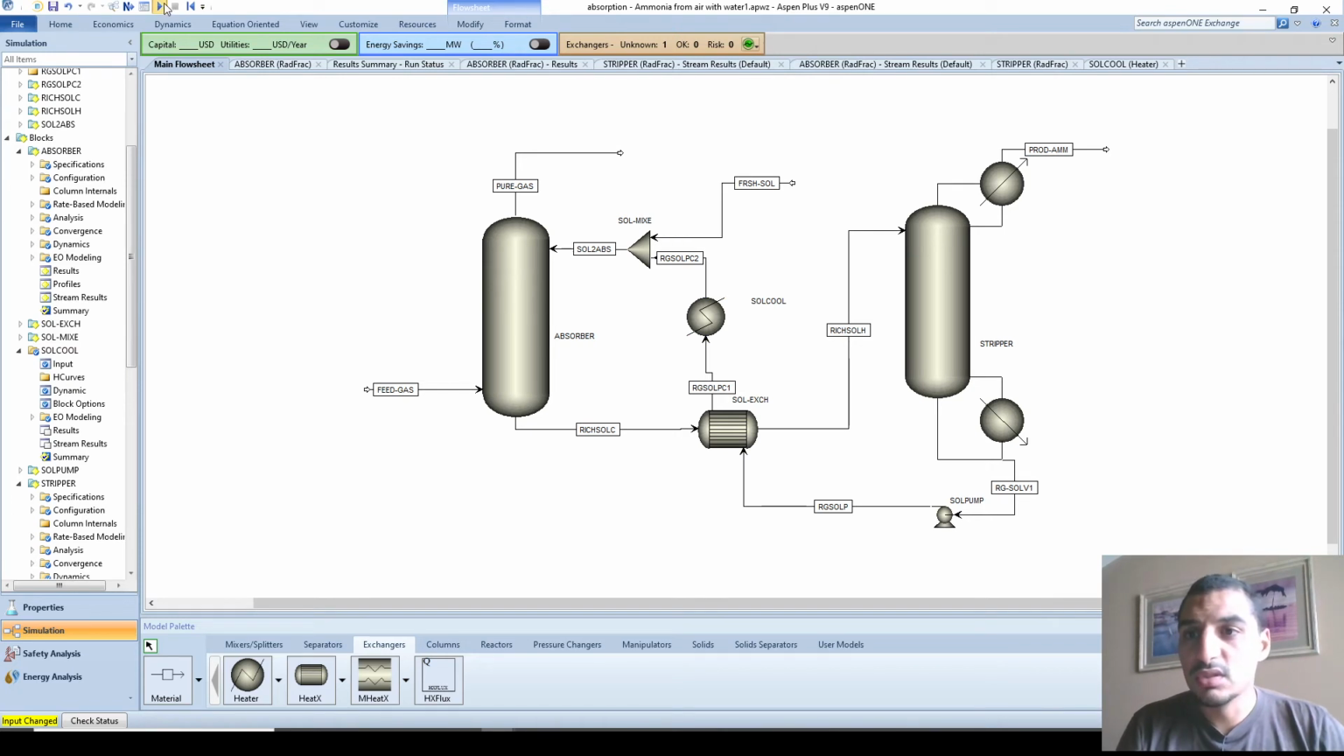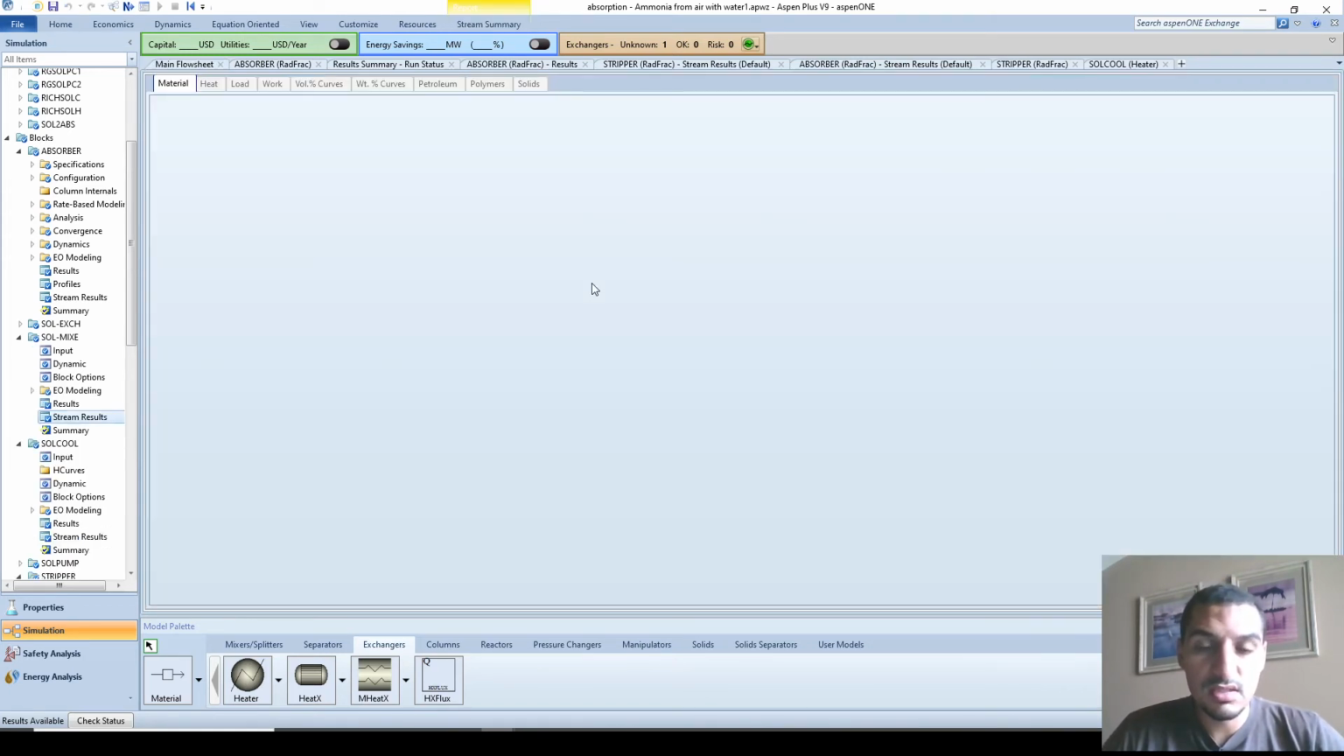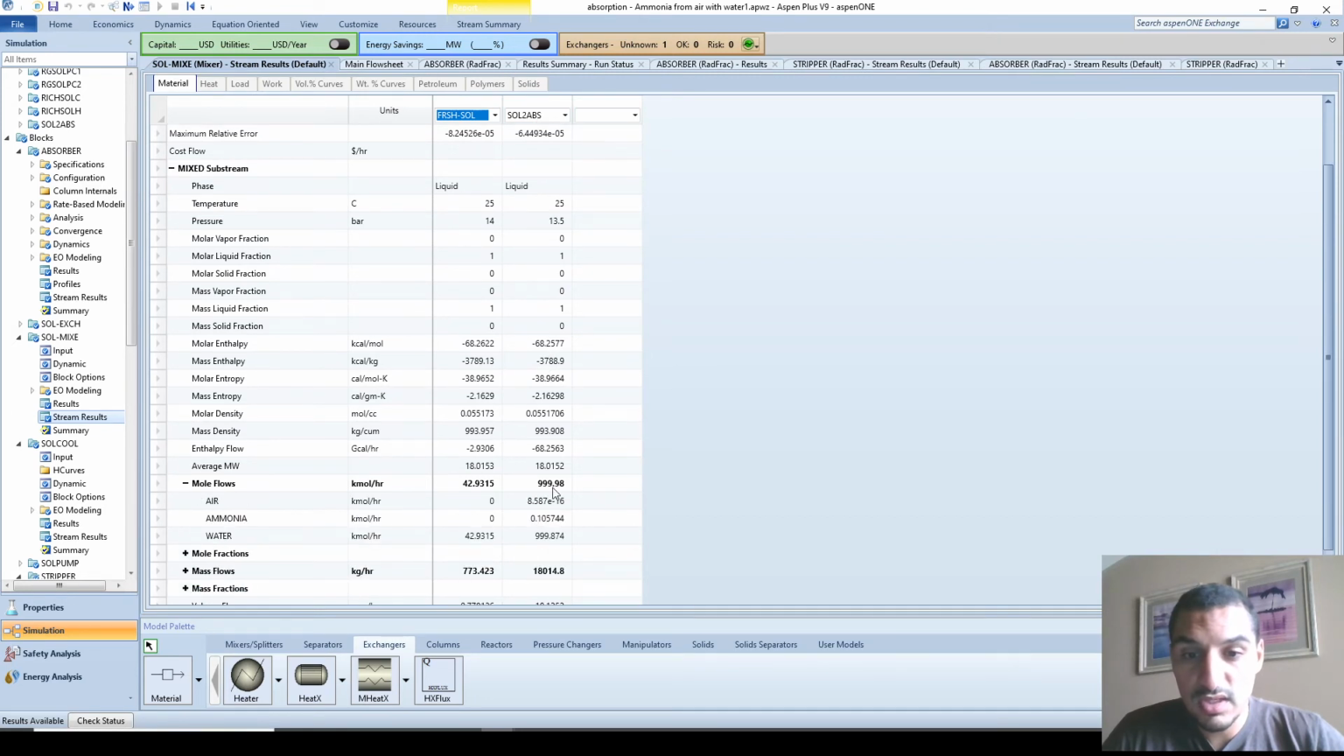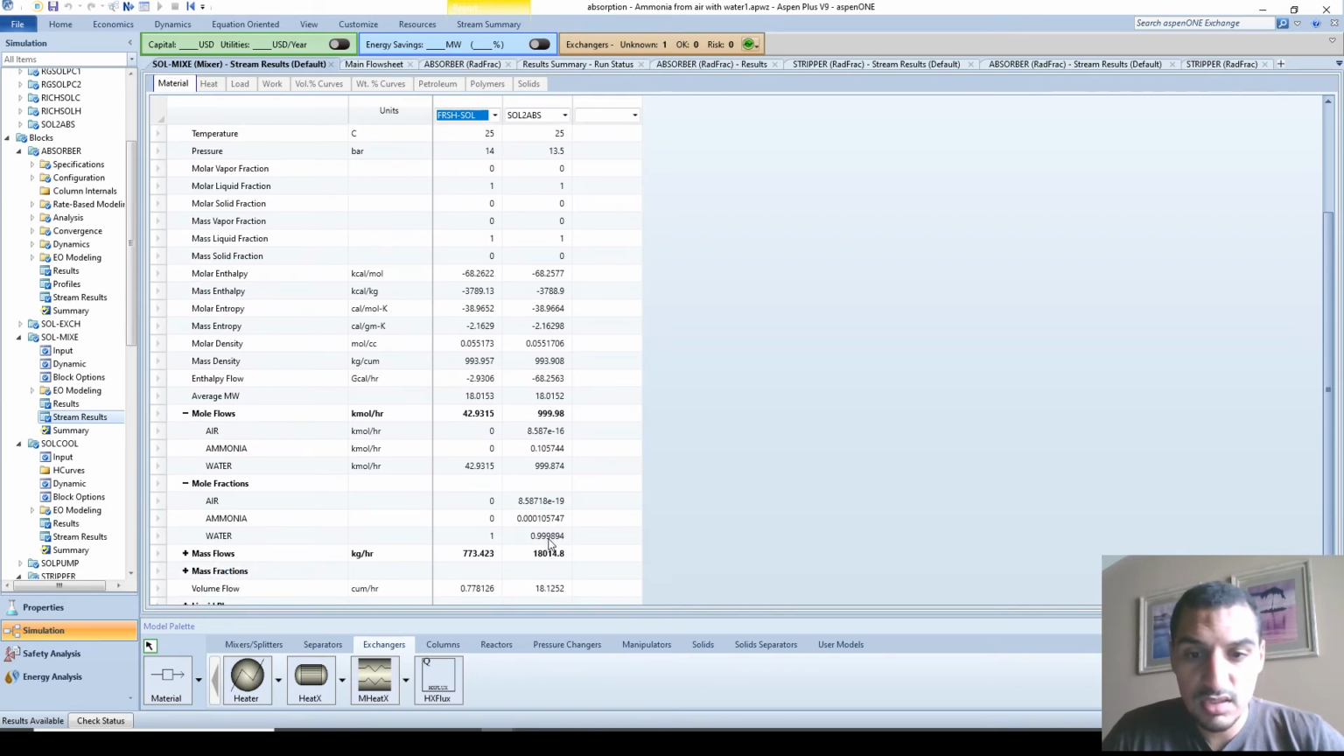And now we should have all the issues solved, and we should get the output of the column as it was before. I know from the stream results of the solvent that the output temperature is 25, which is the solvent to absorber. The mole flow is 1000 with almost 100% water. This is 0.9999, and this is 0.989, which is almost 0.99.